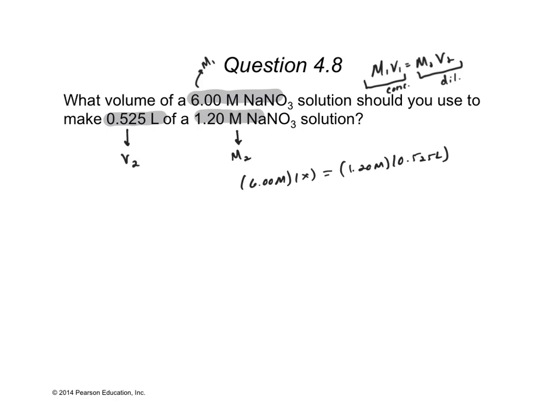So I'll multiply the stuff on the right, 1.2 times 0.525. This gives us 0.63 is equal to 6x. So then we'll divide both sides by 6. We're left with x equal to 0.63 divided by 6, 0.105 liters. And again, we're in liters because this guy was in liters, and these were both in molarities.